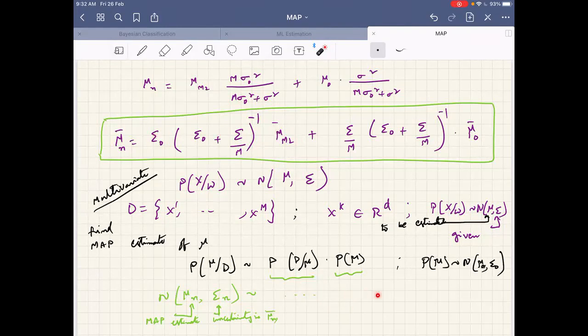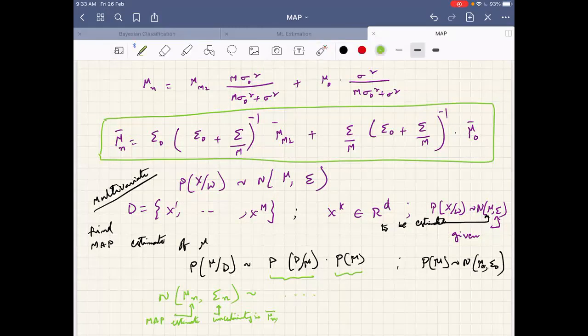I am not giving the derivation here. I am trying to give the final answer and the analogy. So in the multivariate case as well, you can see that this follows a similar structure, wherein sigma naught, the covariance matrix of the prior, into the normalizing term into mu ML, and the covariance matrix of the samples into mu naught, with the normalizing term. So that's what I'm trying to convey here. Is this clear? Is the discussion clear?